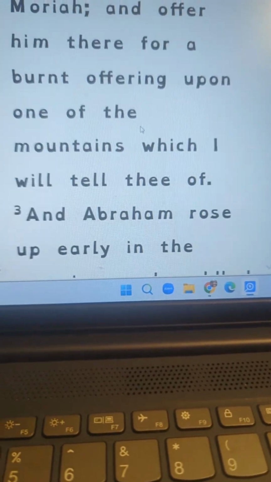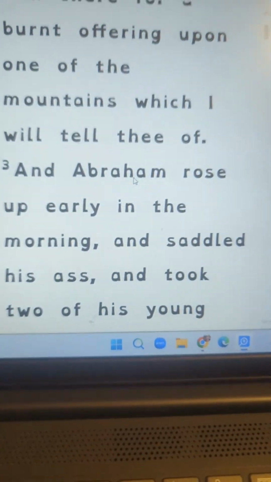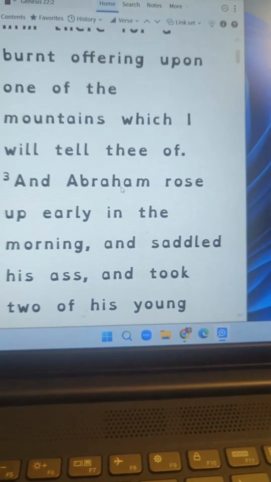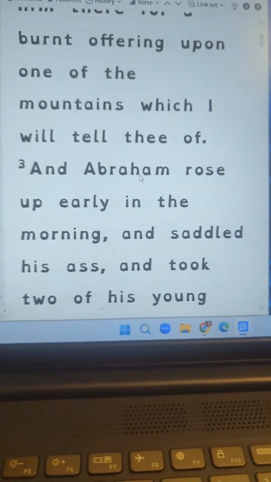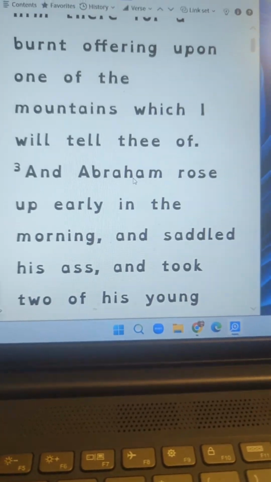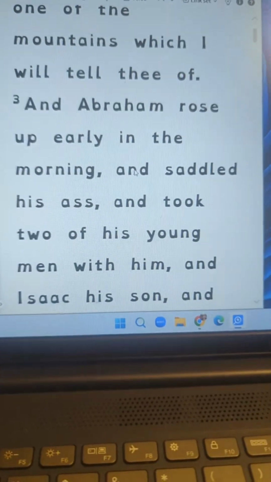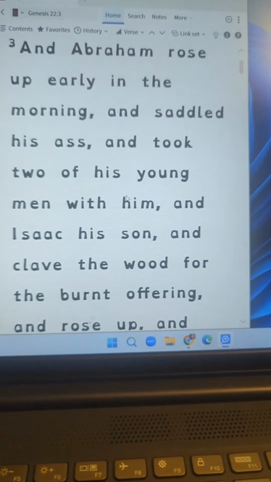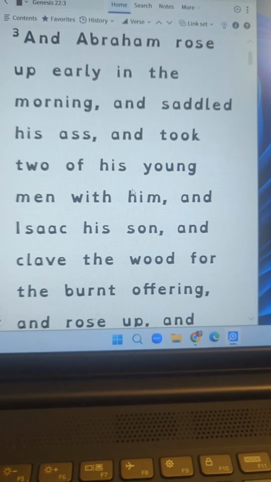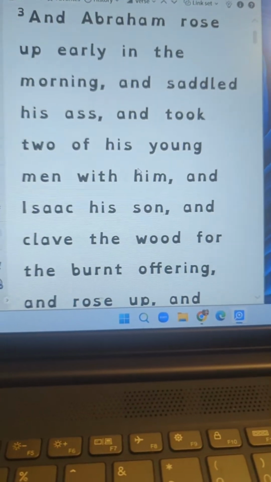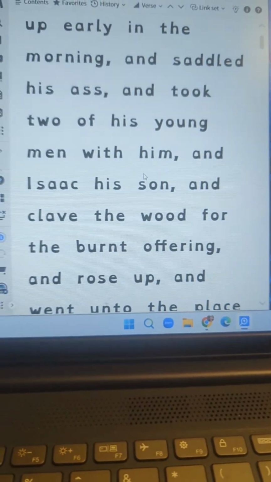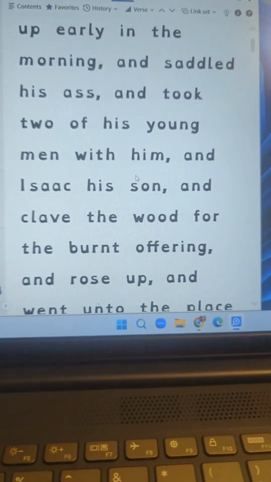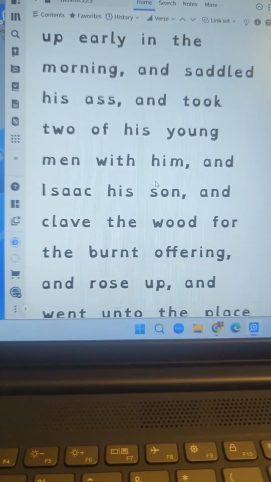Okay, verse 3. Let's move it up. And Abraham rose up early in the morning and saddled his donkey, his ass, and took two of his young men with him, and Isaac his son, and clave the wood, or split the wood, for the burnt offering. Okay, what does the burnt offering actually represent? It's a sacrifice to God, right? Maybe we'll look it up later if we get time.